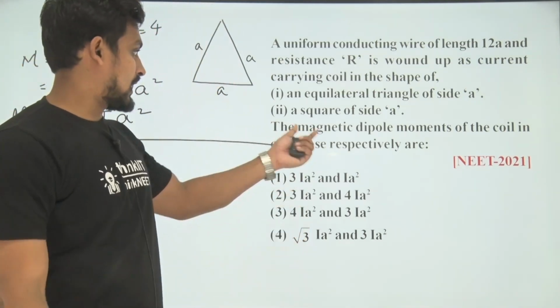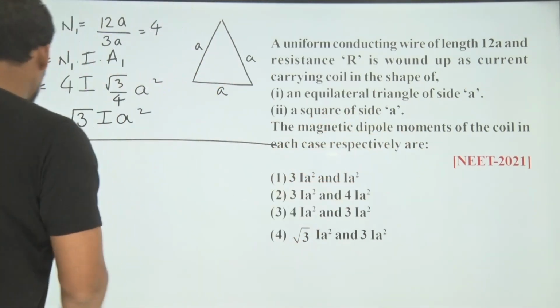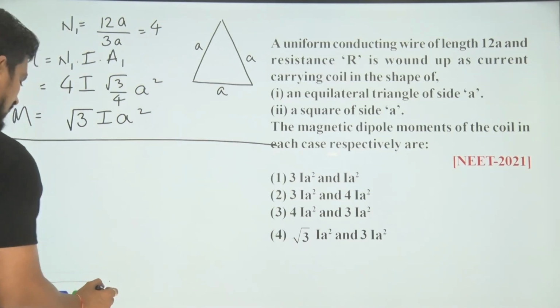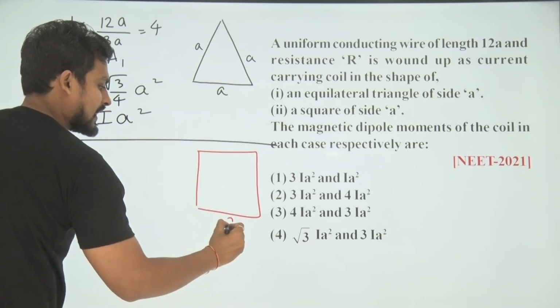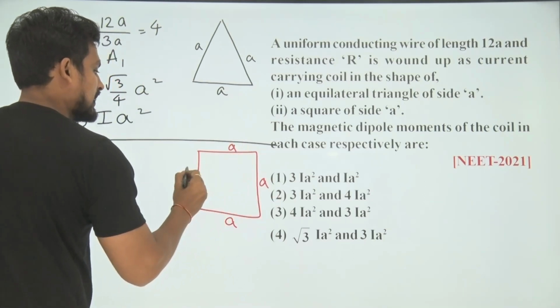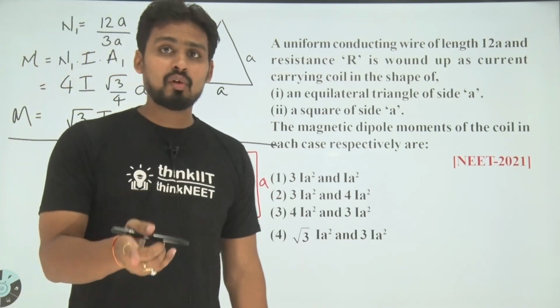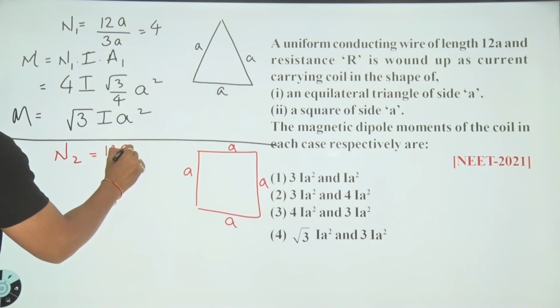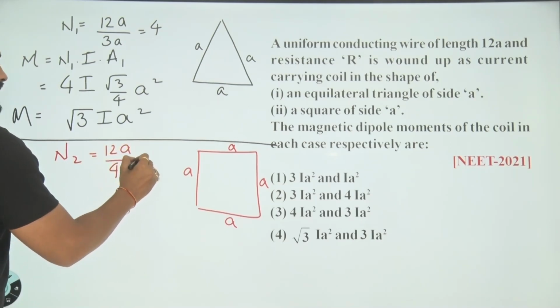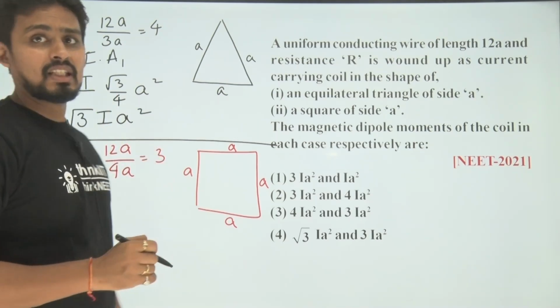Now let us talk about the second part, a square of side A. When we talk about a square of side A, the square consisting of all the sides as A, the total perimeter is equal to 4A. So the number of turns in this particular case, where I am representing the number of turns as N2, is equal to 12A by 4A, and this is equal to 3.